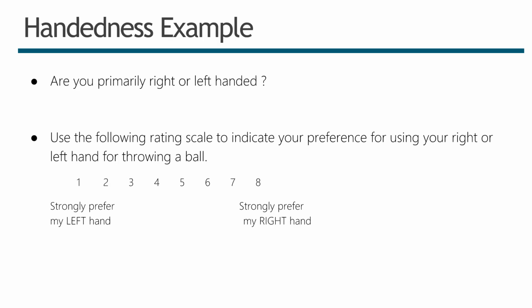So for example, how would you ask if someone is right-handed or left-handed? Here are 2 examples of ways you might ask about handedness. You could ask people, are you primarily right-handed or left-handed? And they would just respond with right or left. Or you could ask them to use a scale like below, where you ask them to indicate your preference for using your right or left hand when throwing a ball, where they would indicate on a scale from 1 to 8 how much they would prefer their left hand or their right hand. This second measure would give you a lot more variability and more precise measures to use for your later analysis and would give you more options.